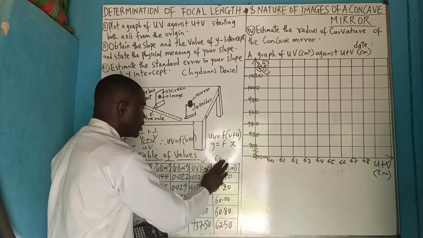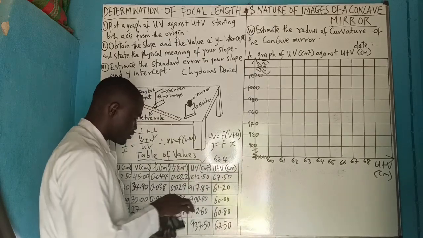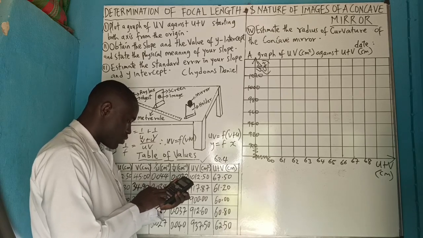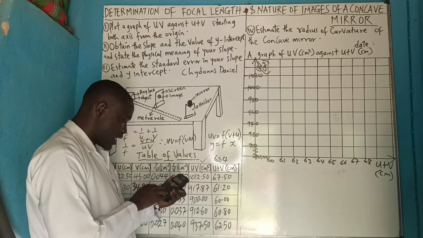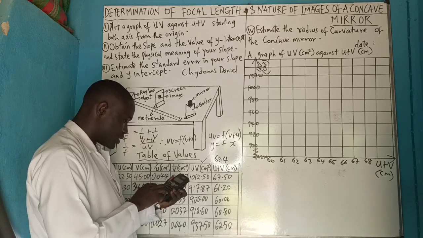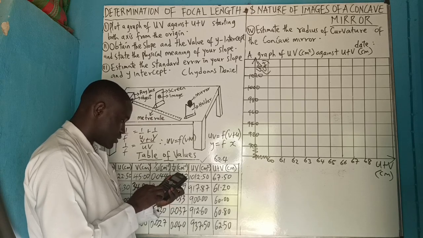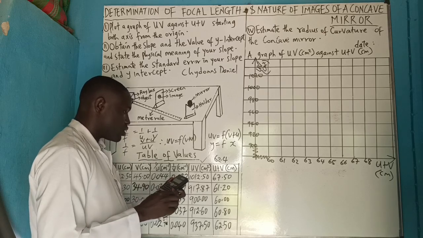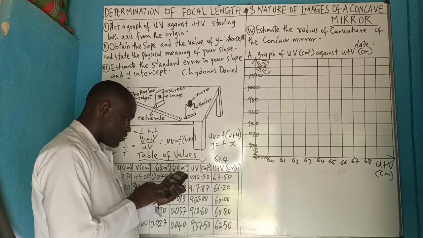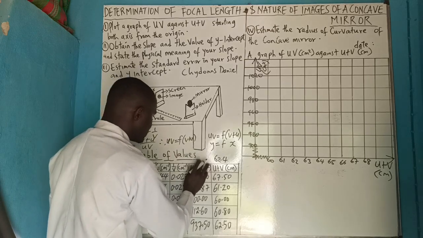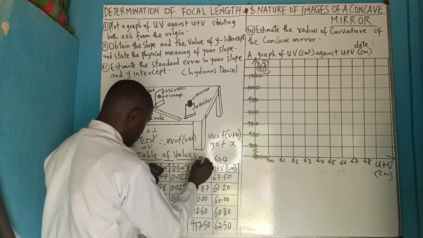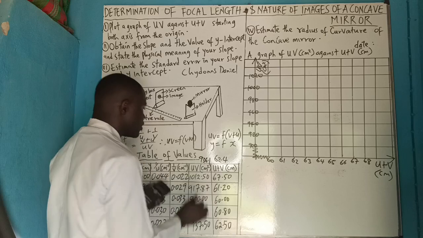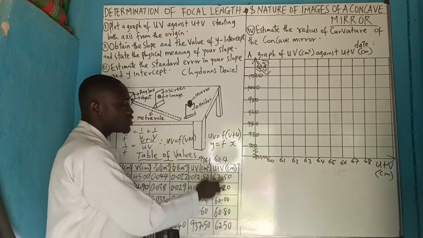Then you do it also for the second one. 1012.5 plus 917.87 plus 900 plus 912.6 plus 937.5 divided by 5. You'll be having 936.1. Now, this is what you use to get your centroid.